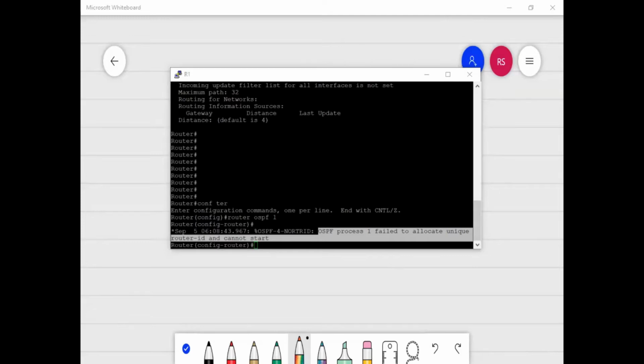I think it's a unique number. Yes. If you do not configure it manually, it takes automatically the highest loopback address configured on the router. Perfect. It's basically used for adjacencies with other OSPF participating routers. Yes. So as you people are saying, router ID is a bit like a tag or a unique ID. It is just to recognize that particular router.